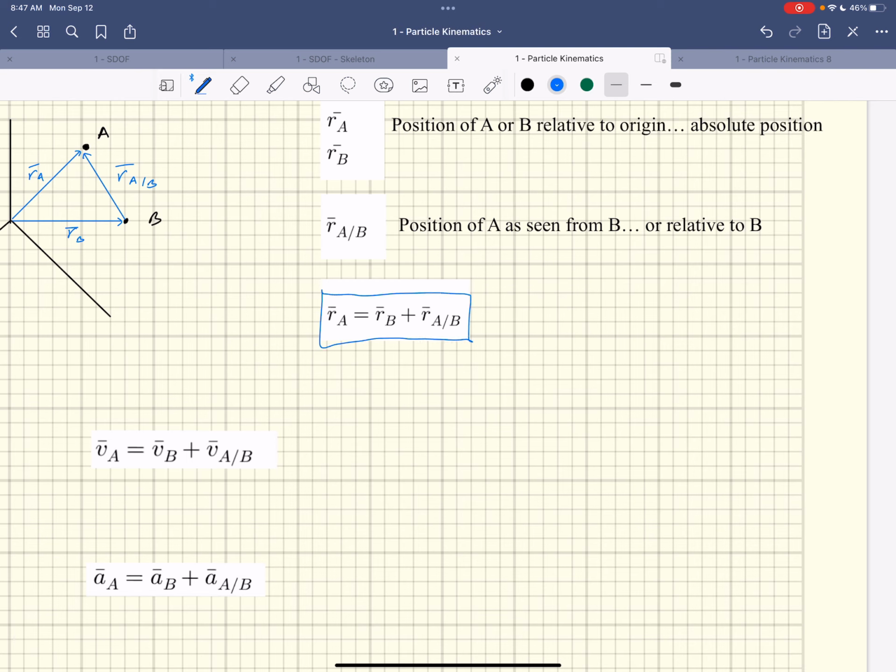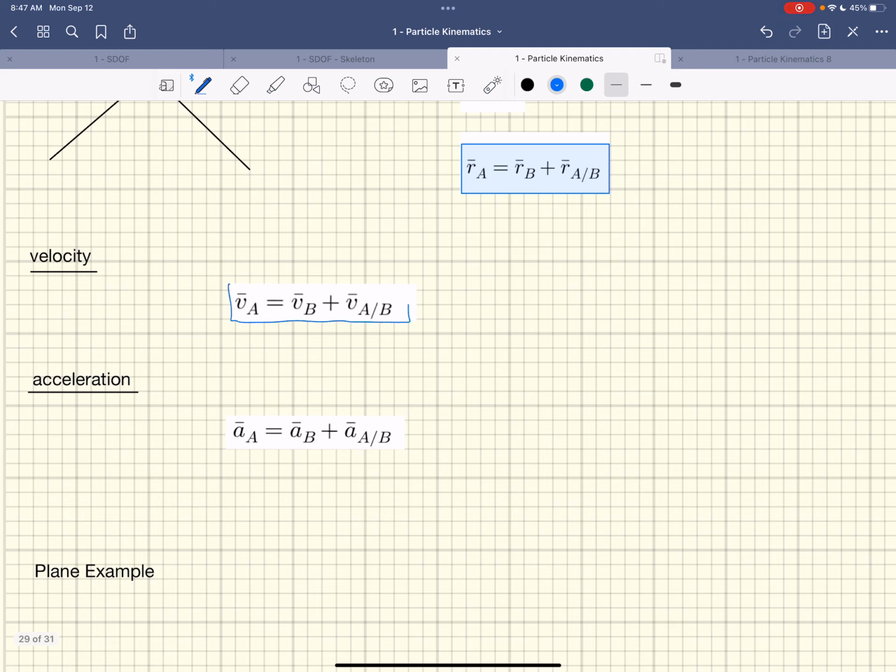And so the fundamental principle here is that the position of A is equal to the position of B plus the position of A as seen from B. That's how I would say that. We just did that in terms of positions, but if you take the derivative of those positions, you get velocities. So this is the key equation we use for velocity: the velocity of A is the velocity of B plus the velocity of A as seen from B. Take the derivative again, and it gives you the accelerations. So the acceleration of A is the acceleration of B plus the acceleration of A as seen from B.